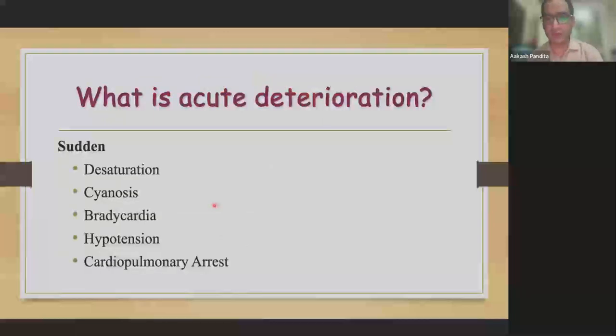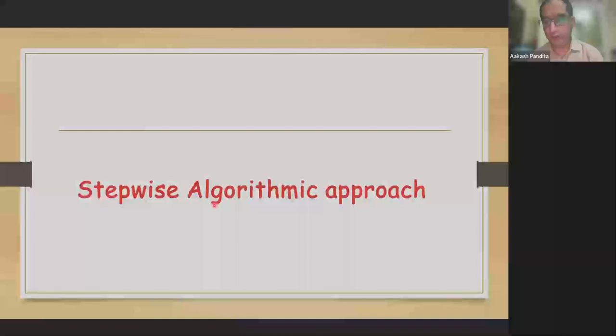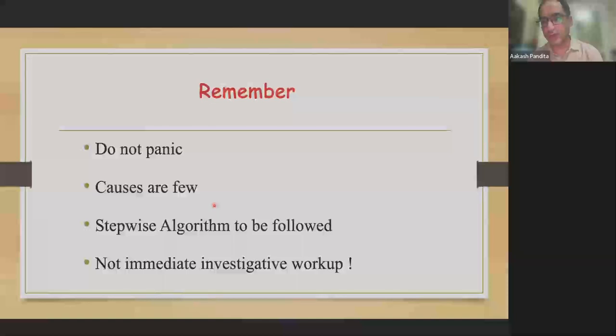Usually deterioration happens in the form of desaturation, that is, the patient was otherwise doing well and suddenly desaturates, develops cyanosis with or without bradycardia, there is a sudden hypotension or there is an arrest. So it is very important to follow a systematic algorithmic approach in order to find the cause and stabilize the patient. We should not panic, because the causes are very few and majority are treatable, provided we follow a stepwise approach. We don't need to jump to investigations, but should focus on the patient and his stability.